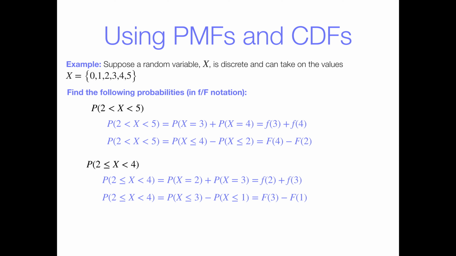Because capital F of 3 is everything 3 or less, so 3, 2, 1, and 0. But we don't want 1 and 0, so we need to subtract that off, and that's capital F of 1. So again, when you see this on a test or on a homework, when I ask it like this, just write it in F notation, using the PMF and CDF, and I don't give you any probabilities. You're just writing it using the notation.